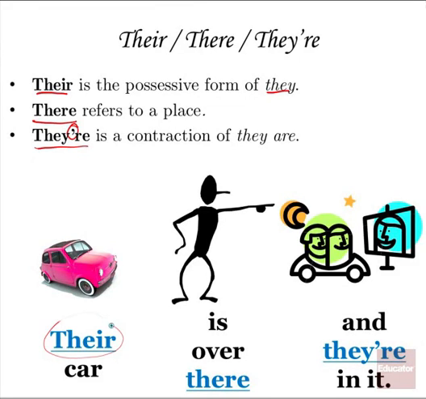Their car, the car belonging to them, is over there, pointing, and they are there in it. Their car is over there, and they're in it. As long as you can remember your alphabet in this one sentence, you will never have problems with their, there, and they're again.